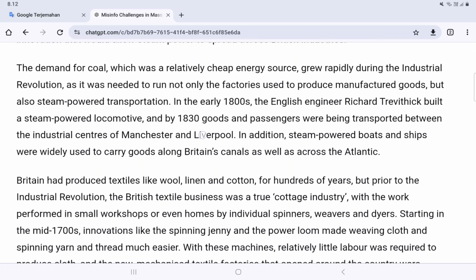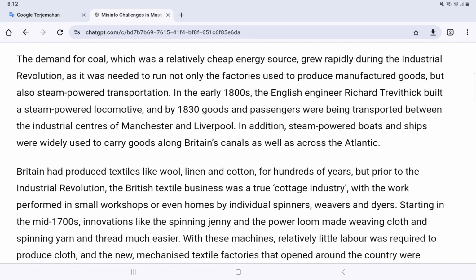The demand for coal, which was a relatively cheap energy source, grew rapidly during the Industrial Revolution, as it was needed to run not only the factories used to produce manufactured goods, but also steam-powered transportation. In the early 1800s, the English engineer Richard Trevithick built a steam-powered locomotive, and by 1830, goods and passengers were being transported between the industrial centers of Manchester and Liverpool. In addition, steam-powered boats and ships were widely used to carry goods along Britain's canals, as well as across the Atlantic.